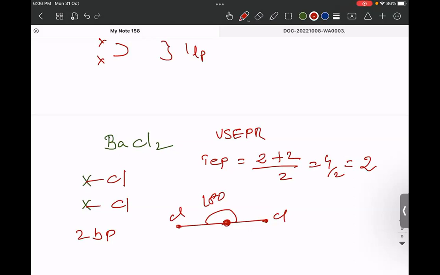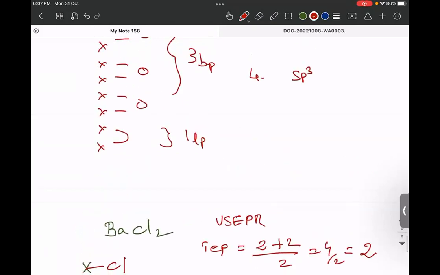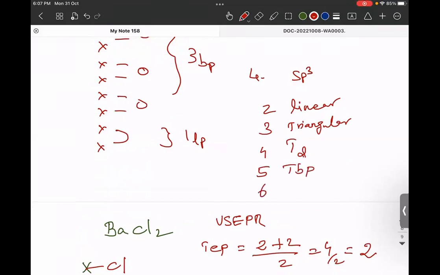Is it okay? Now I tell you, if your total electron pairs is 2, then the shape becomes linear. 3, triangular; 4, tetrahedral; 5, trigonal bipyramidal; 6, octahedral. This is the original geometry for the total electron pairs. If lone pairs are present, the shape will be different. For example, tetrahedral: if you have 1 lone pair, then it becomes pyramidal. If you have 2 lone pairs, it becomes bent. So keep that in mind.